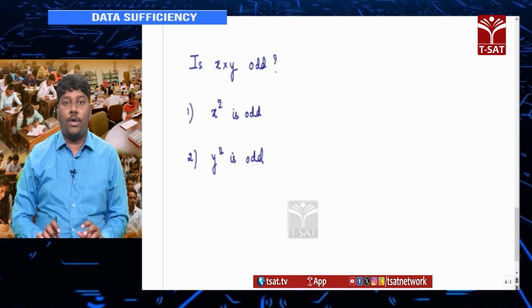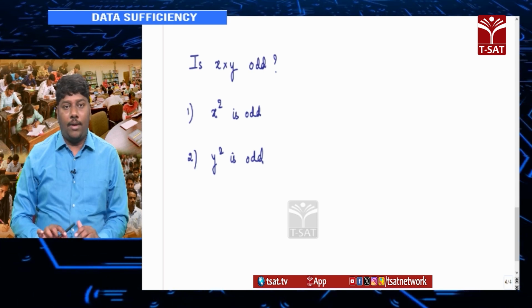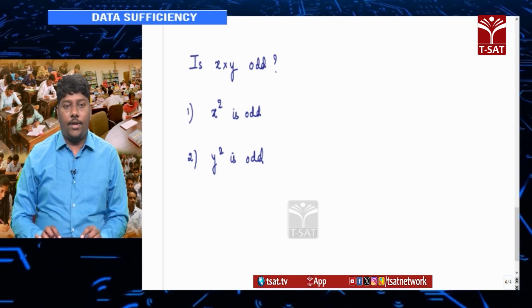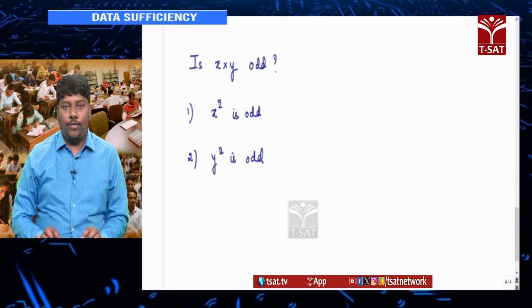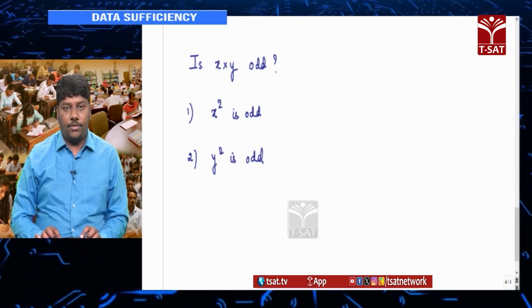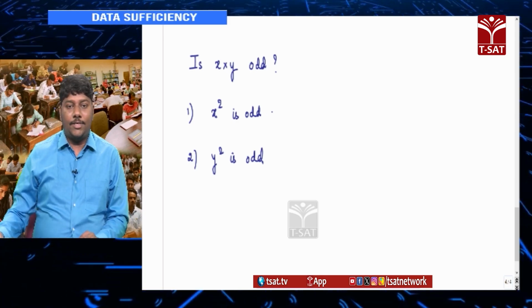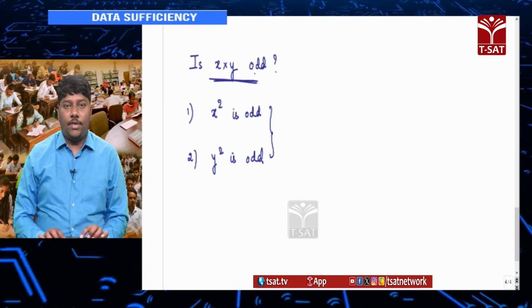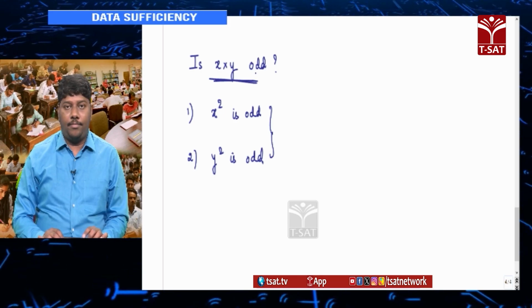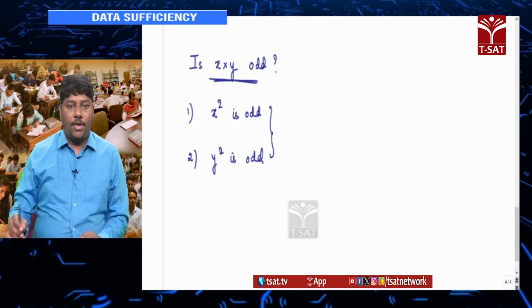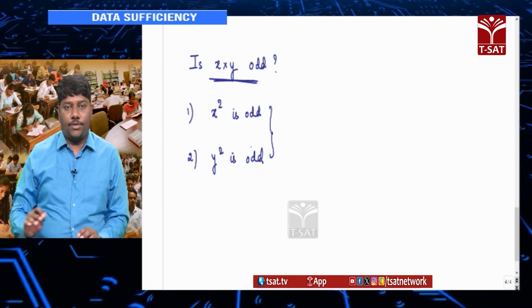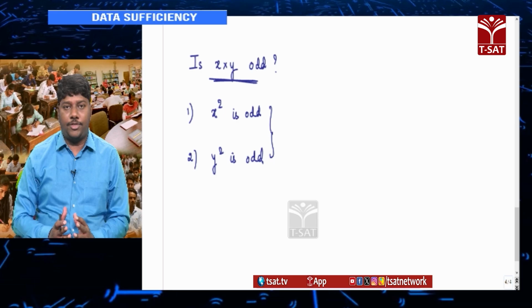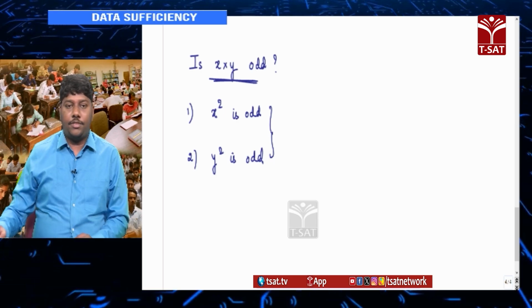Now, you have to combine them and check it. If you combine and check it, x is odd, y is odd, therefore, x into y is also odd. So, therefore, I would say what? The answer is, by combining both, you can answer the question. Therefore, what is your answer? You can say the answer is C because by combining them, you can say. So, based on the options, maybe it's option D or C.